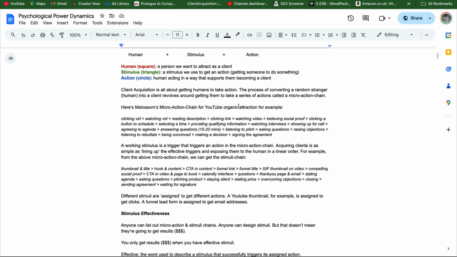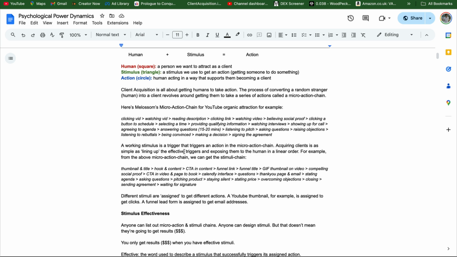Then they're going to be clicking the link. Then they're going to be watching the video. Then they're going to be believing the social proof. Then they're going to be clicking a button to schedule. Then they're going to be selecting a time. Then they're going to be providing the qualifying information, to watching interviews, to showing up for the call, to agreeing to agenda, to answering questions, to listening to the pitch, to asking questions, to raising objections, to listening to rebuttals, to being convinced, to making a decision, to signing the agreement.